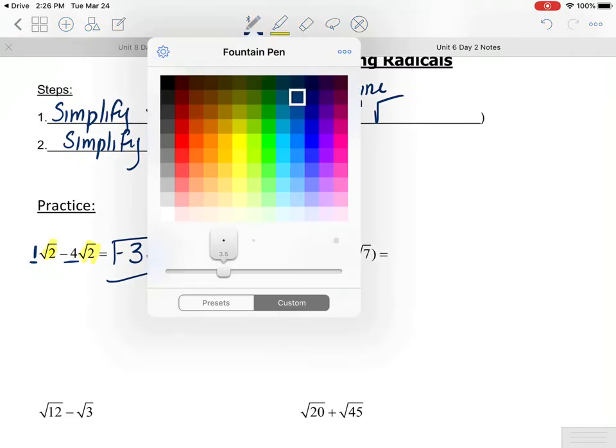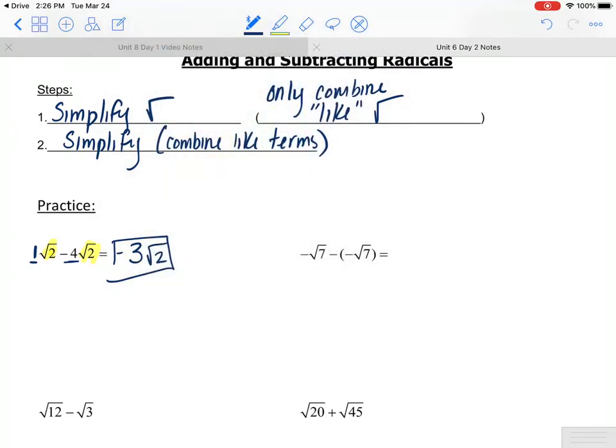If I look at this next example, I have negative 1 minus a negative 1. So when I look at that, that combines to 0. And then I carry over my like radical. Well, 0 times radical 7 is just 0.